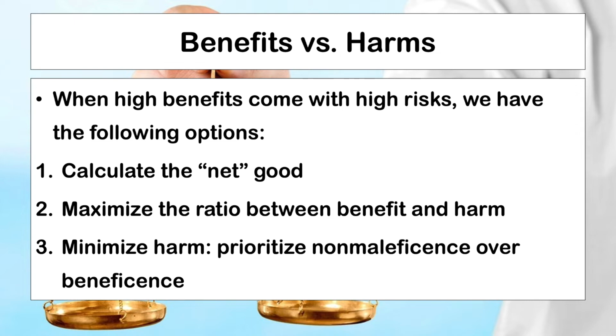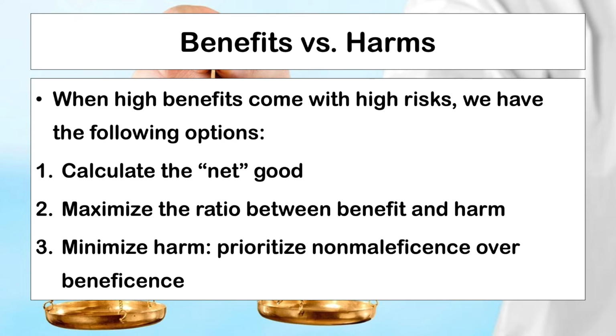Next, we have another option. We could be looking at maximizing the ratio between benefits and harm when we make these decisions. And finally, we may be looking at minimizing harm. So with the first two options, we're looking at the priority of beneficence. So here the principle of beneficence is key. But in the third case, the principle of non-maleficence is prioritized because here we're trying to minimize harm.